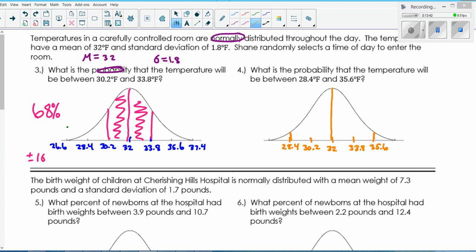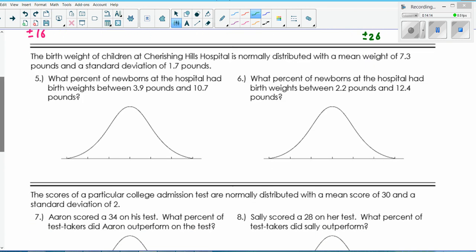Here's my middle. Okay, notice that right here is 2 standard deviations to the left, and here is 2 standard deviations to the right. So that means, since this is plus or minus 2 standard deviations, following our rule from the other side, that means that 95% of my data falls there. So there's a 95% chance that if he randomly selects a time of day, the temperature will be between those temperatures. Okay, let's try again.